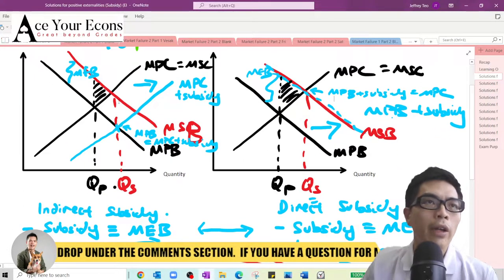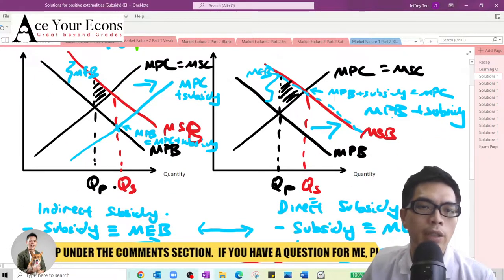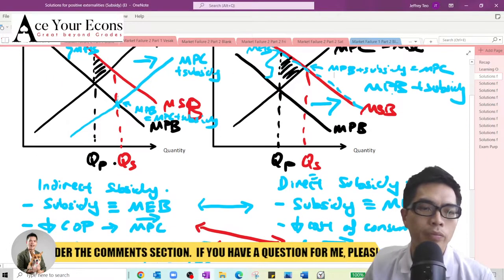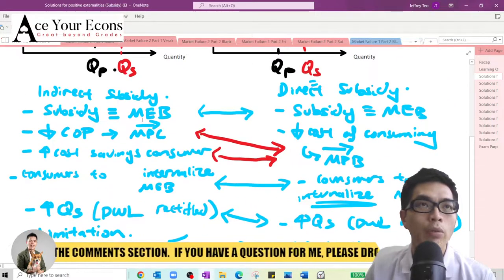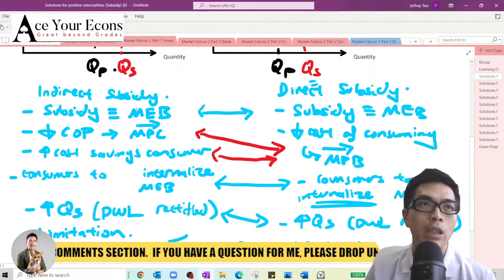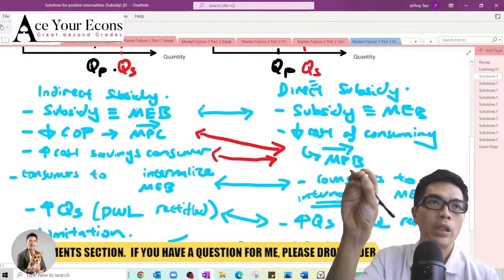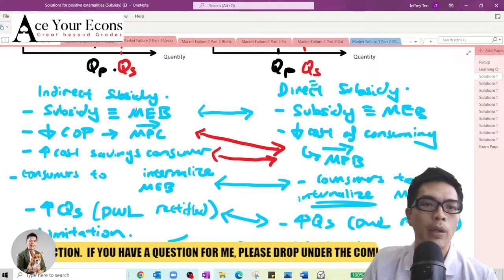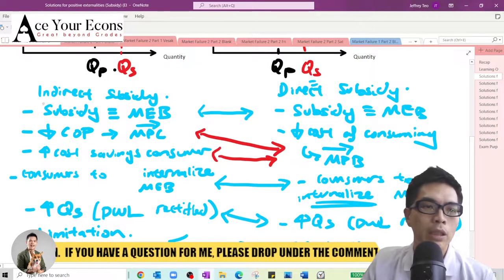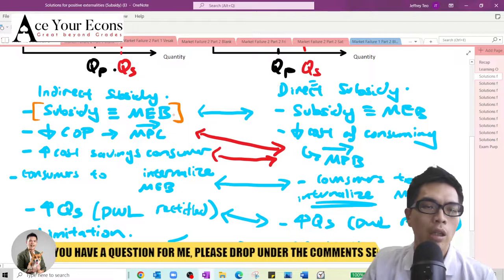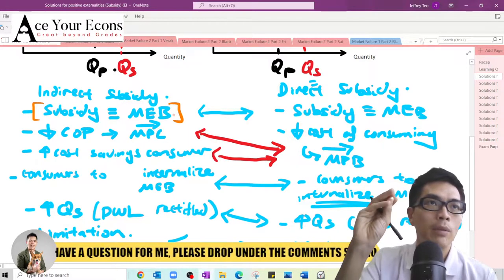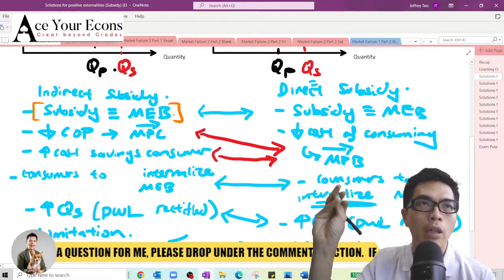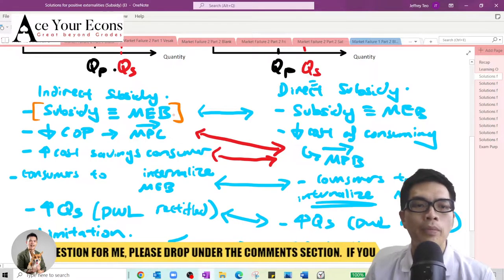Okay, so indirect subsidies, some of the common mistakes that a lot of students omit. They do not tell me what is the magnitude of your subsidy. Your subsidy is assumed to be the same as your marginal external benefit. So this specific key phrase must be there. You have to assume that the amount of subsidy is equivalent to the marginal external benefit.